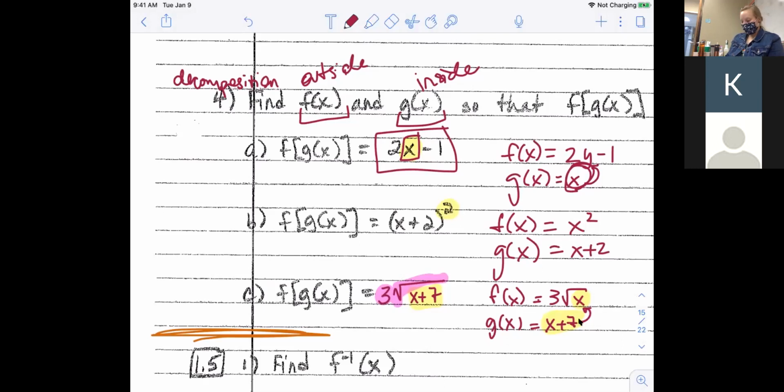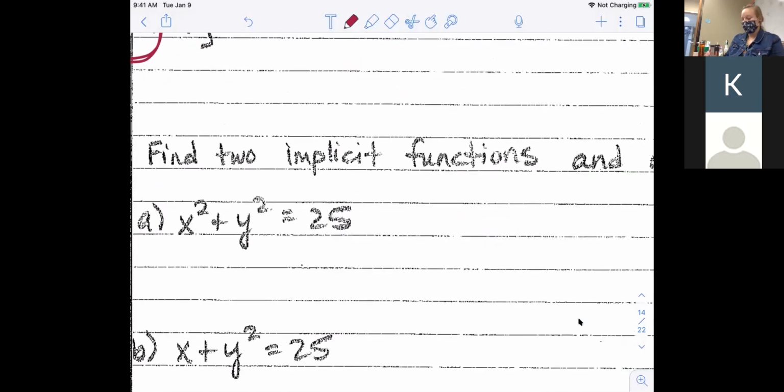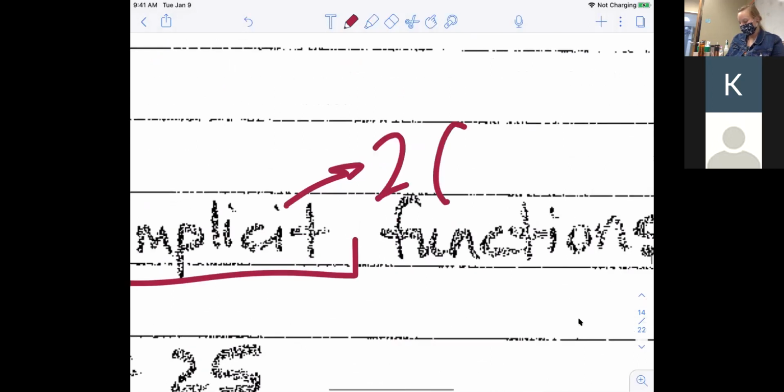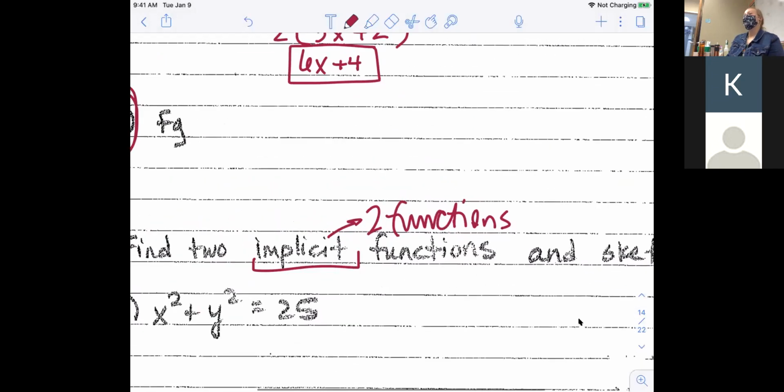Okay, let's flip back. Let's do a couple implicit functions. Implicit functions refers to the fact that I'm going to have two functions come out of this. Remember last week when I told you if we had an x squared, that's not a function because you have a plus or minus? What we're finding here is that if I wrote them as two separate functions, one's the plus and then one's the minus, we call them implicit functions. It's not a normal function, it's called an implicit function. It's implying that there are two of them.